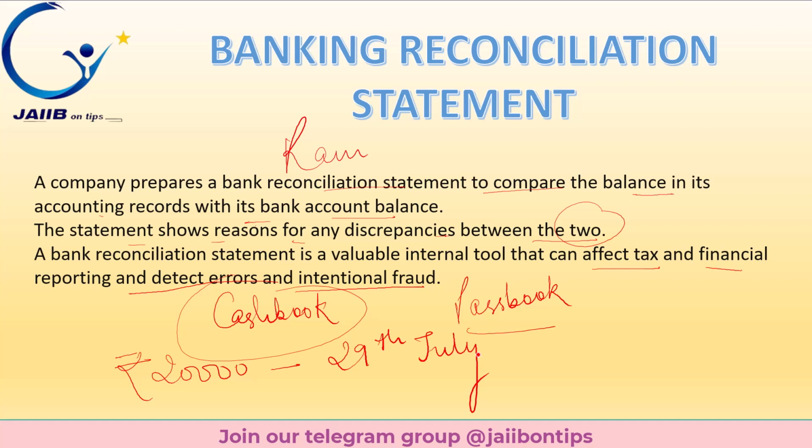This means that even though Ram deposited the check on the 29th, the bank might credit his account on the 1st of next month, that is 1st of August, because the bank took 3 business days to process that check. Now, if Ram were to check his cashbook, he would see the entry on the 30th to check if they are equal.